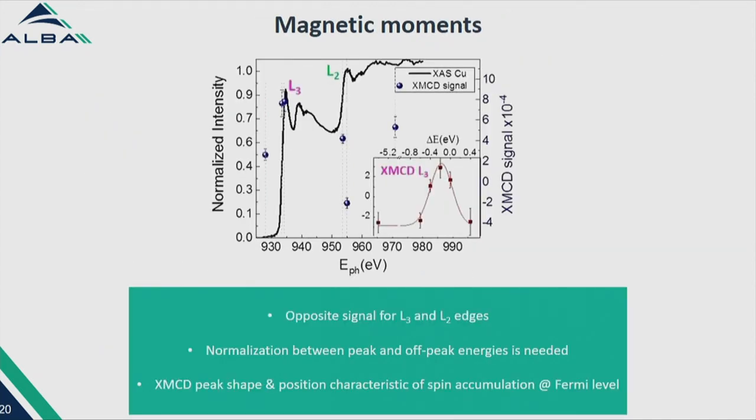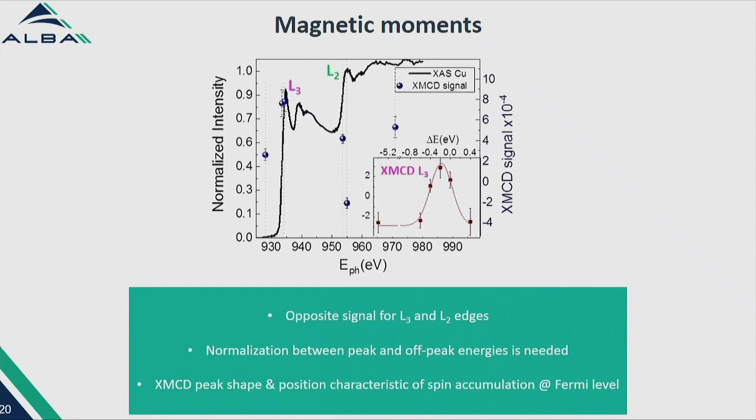So here is one full data set, for example. You can see clearly that the signal that we are measuring, here in the order of 10^-4, depends a lot on the current that we use, and is clearly opposite for both absorption sub-edges, as it should be. Also, this is one example where we measured a few more energies instead of just the pre-edge. You can see that the shape of this spin accumulation signal, or for the moment, XMCD signal, is the typical shape and position for spin accumulation at the Fermi level.